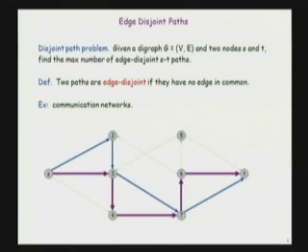Okay, so here are two disjoint paths. I don't know if you can see the colors. We have a blue path from S to T, and then we have a purple path from S to T that's disjoint. They share no edges in common. They share vertices in common, but no edges in common.